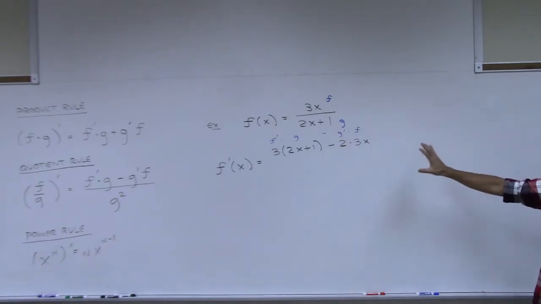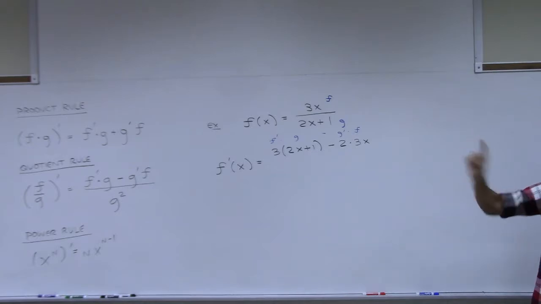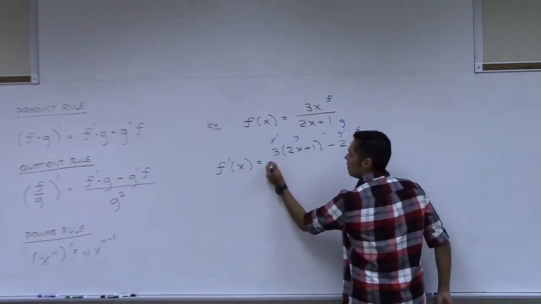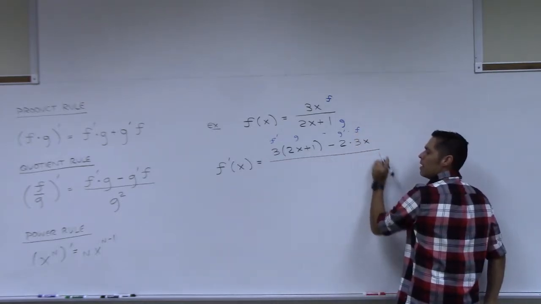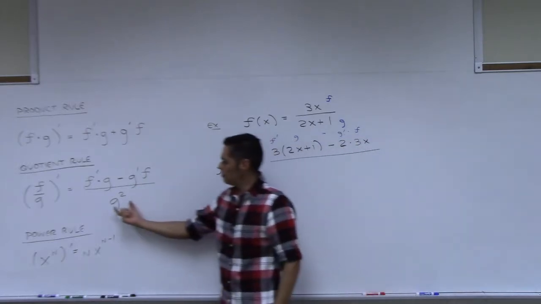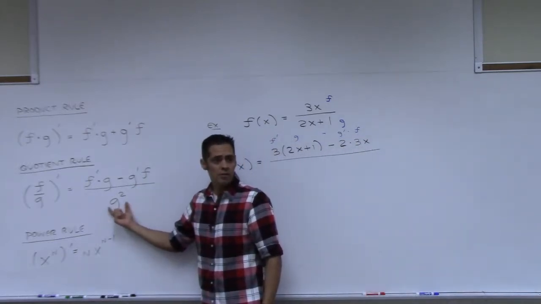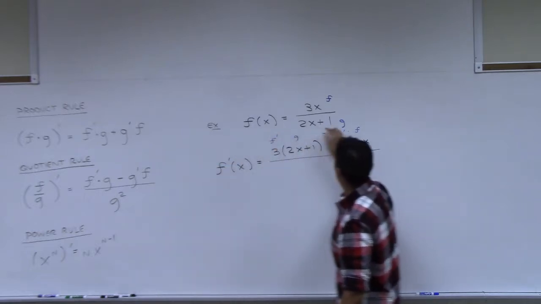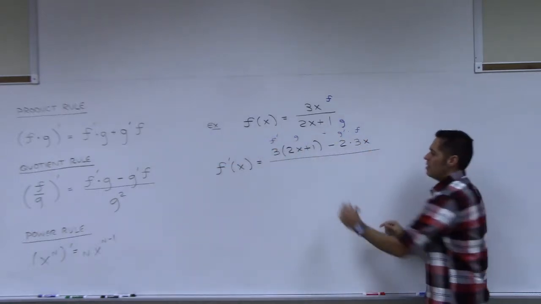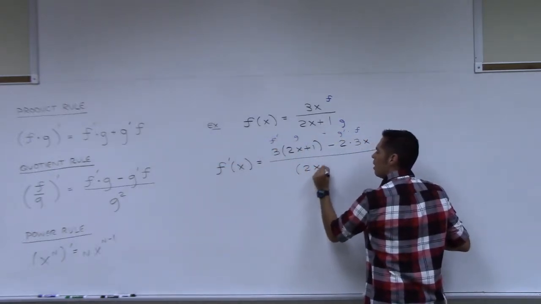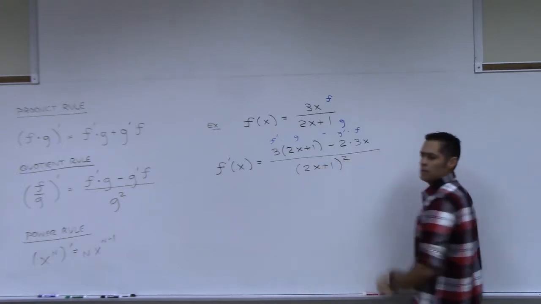So that's almost the quotient rule. We have one more element to throw in here, and that's a big old division bar. And then on the bottom, g squared. Now g is the denominator, right? So I'm just going to take that denominator, 2x plus 1, and square it.